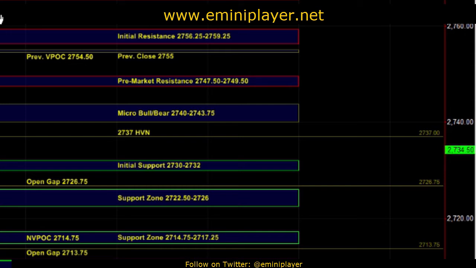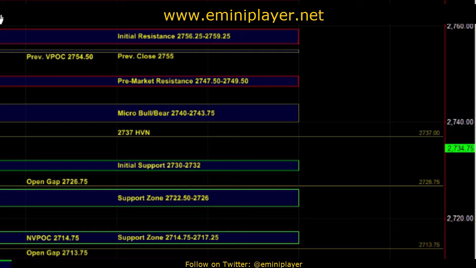So of course we have to acknowledge that the sell side is in control, but we just don't want to get overly bearish at these lower prices where buyers can be active. So heading into today, we're going to use 2740 to 4375 as the micro bull bear zone, and how the market develops in real time and responds to that zone is going to help us establish our intraday bias.